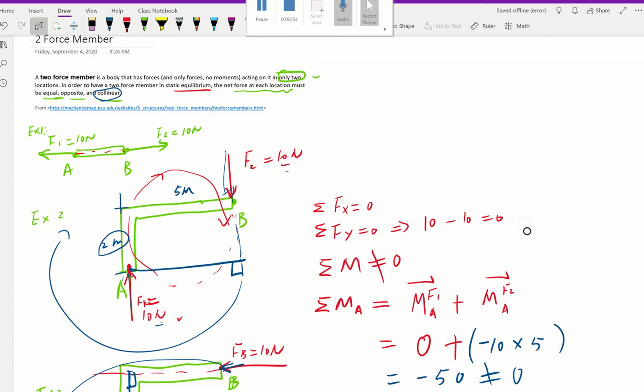So from this example, we know if a member has only two forces on it, those two forces have to be equal, opposite and collinear.